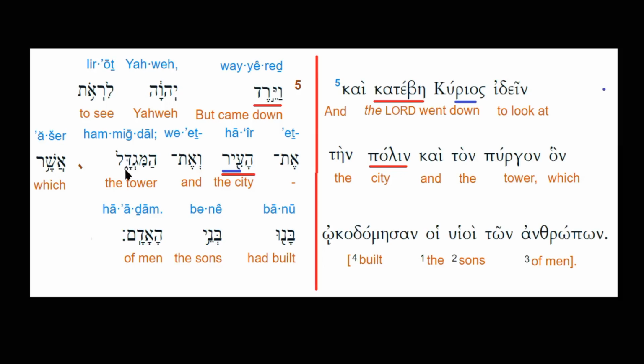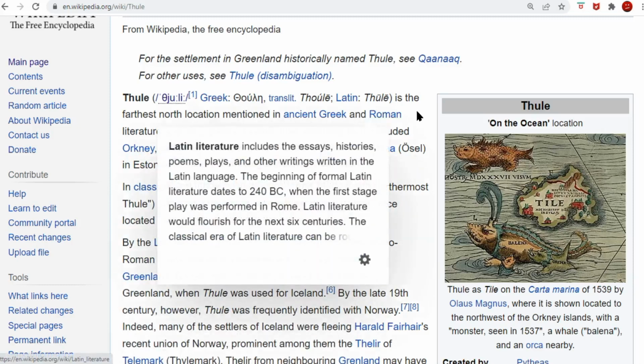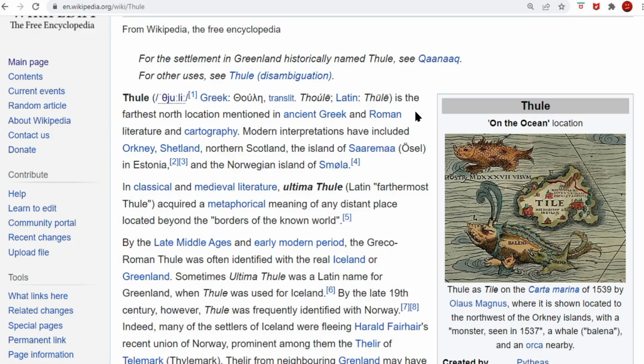The U is this mark here, and the L, T-H-U-L-R-S. So Thule is the farthest north location mentioned in ancient Greek and Roman literature and cartography. Modern interpretations included Orkney, Shetland, or northern Scotland. And these are the people who went down to Egypt during the last ice age. It froze first. They're the first ones to get there.